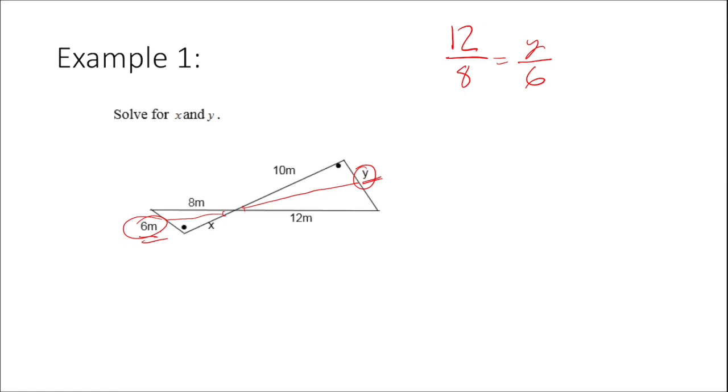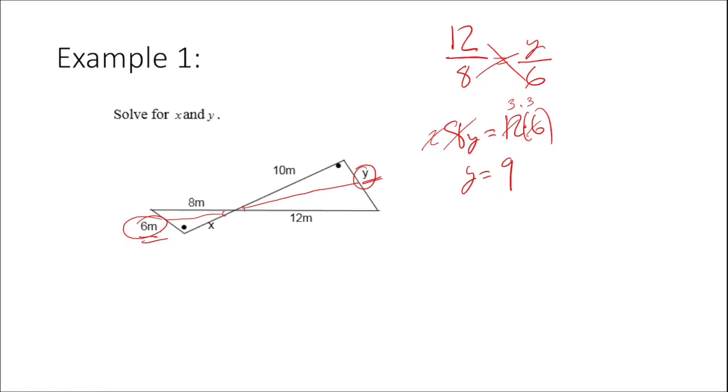Now, how do we solve that? Well, it's easy. It's cross multiply. 8 times y equals 12 times 6. Now we can divide both sides by 4, in which case we get 2, 3, and then we can divide it by 2 as well. Divide both sides by 2, we end up getting 3 times 3. Y is equal to 9.